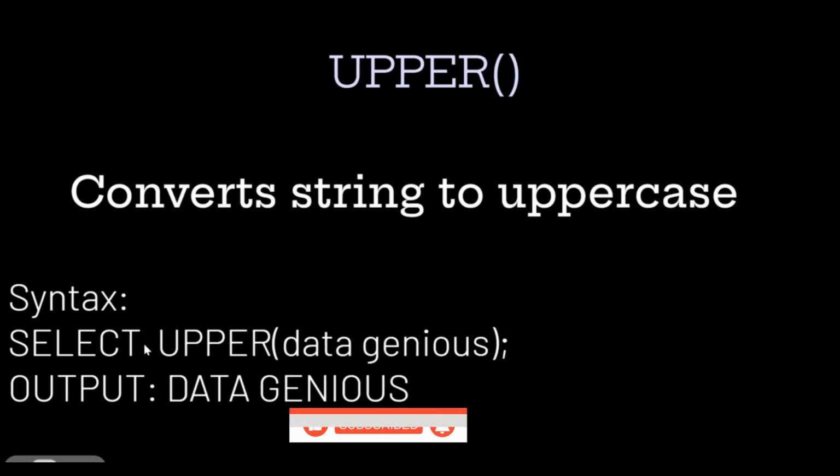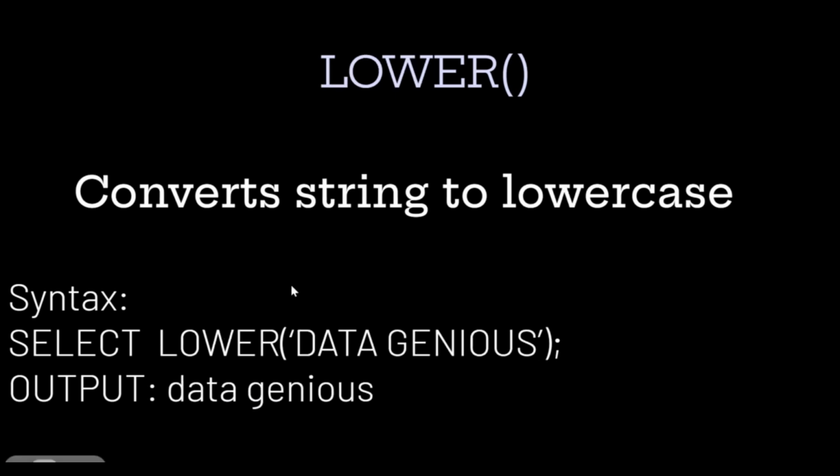Move to the next function. The next function is upper. Basically it converts the string to uppercase. The syntax is select upper data genius, and it will convert the output to capital letters, data genius in capital. Similar to this we have the lower function. It converts capital letters to small, that is, it converts the string to lowercase. The syntax is similar, lower of the mentioned string.